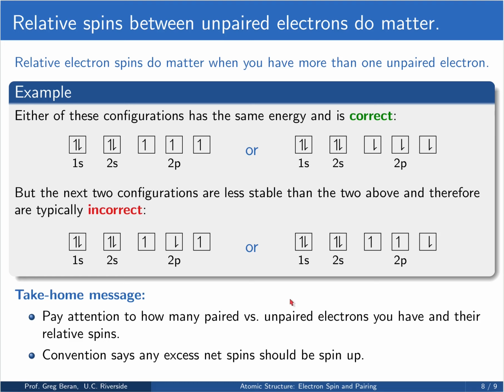So the take-home message is, when you're working with these sorts of diagrams and thinking about unpaired electrons and their spins, you want to pay attention to how many paired versus unpaired electrons you have and their relative spins. And if you have any excess spins after you've paired everything up, you want them generally to be spin up by convention.